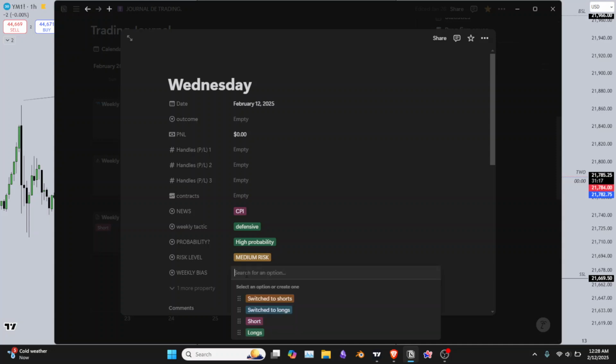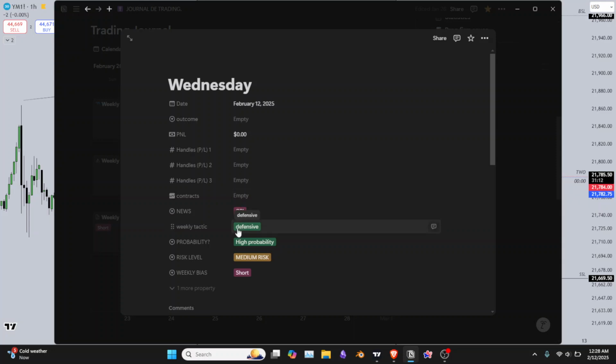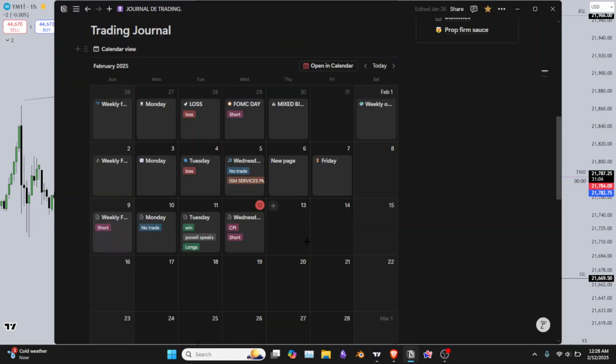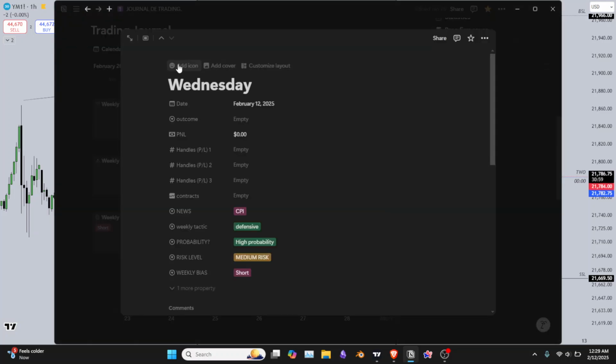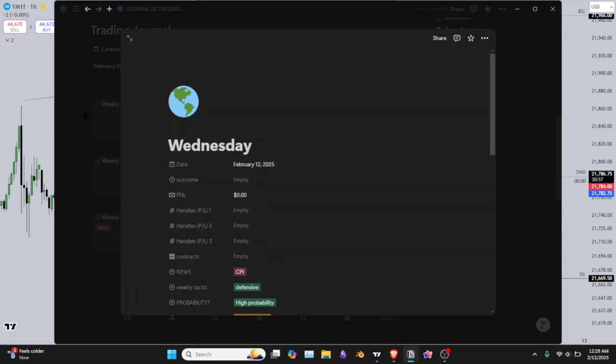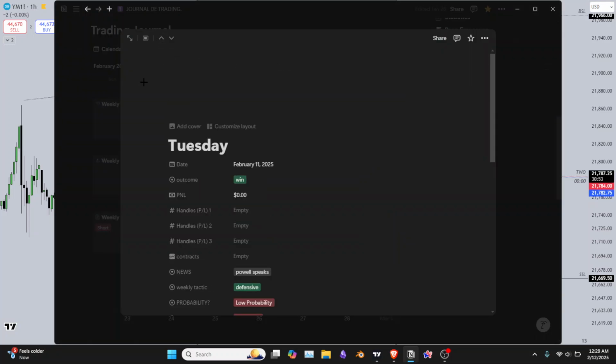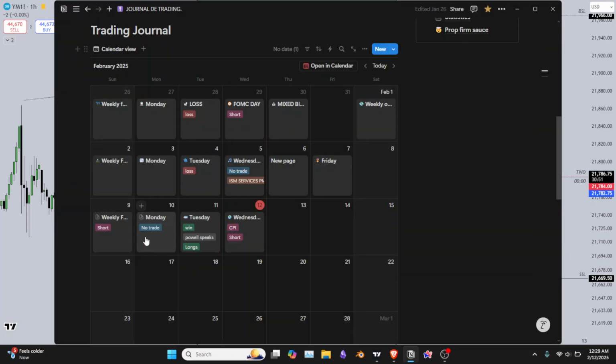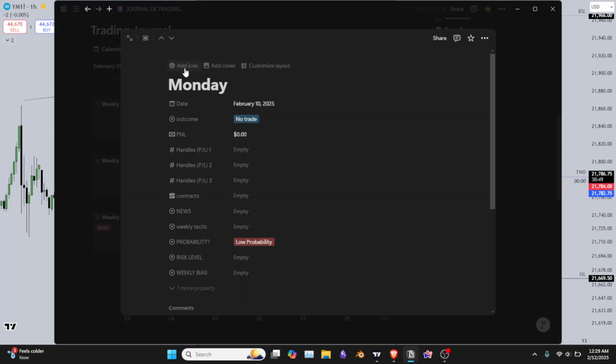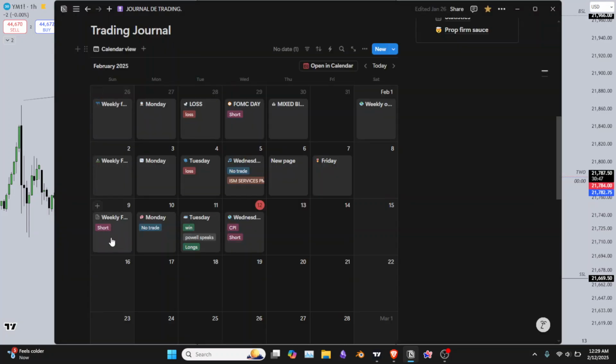So weekly bias would be short, right? Defensive, I'm going to be defensive today. High probability. My risk level, I'm not going to be aiming for too much. Just going to aim for a medium, maybe like 3 micros or something. I don't know. So this is it.